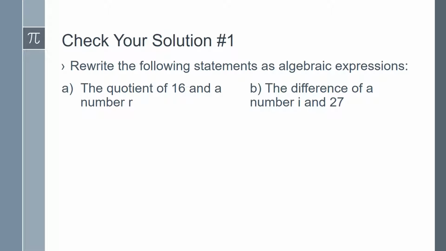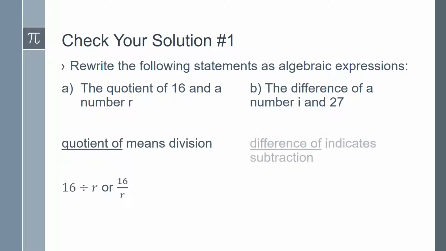Let's start with part A. The quotient of 16 and a number r. Quotient of means division, so we can write the expression 16 divided by r, or 16 over r. Next, let's look at part B. The difference of a number I and 27. Difference of indicates subtraction, so we can write the expression I minus 27.